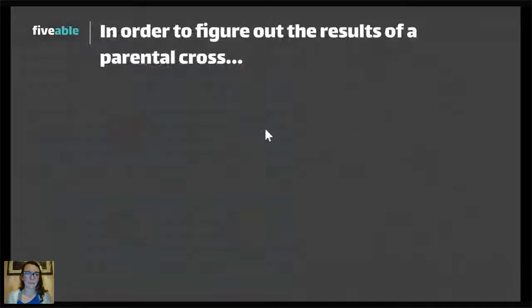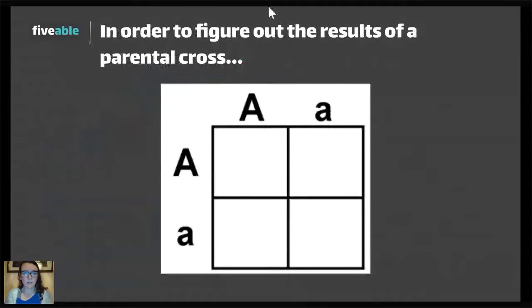Okay, perfect. All right, so in order to figure out the results of a parental cross, we use these Punnett squares. These are very, very simple. Things like dihybrid crosses don't really show up on the AP exam anymore. It's not a bad idea to be familiar with them. I'm not going to go into detail with them tonight just because we're covering so much content tonight, but you can certainly take a look and practice with them.